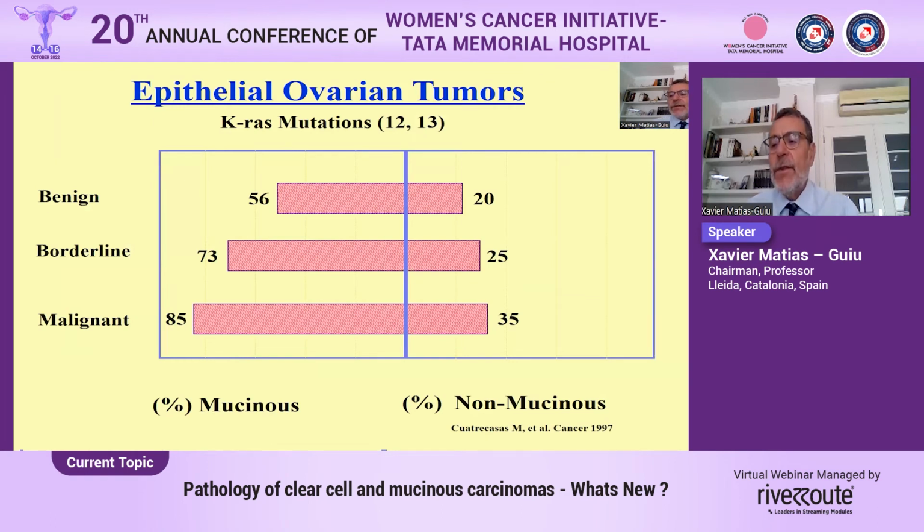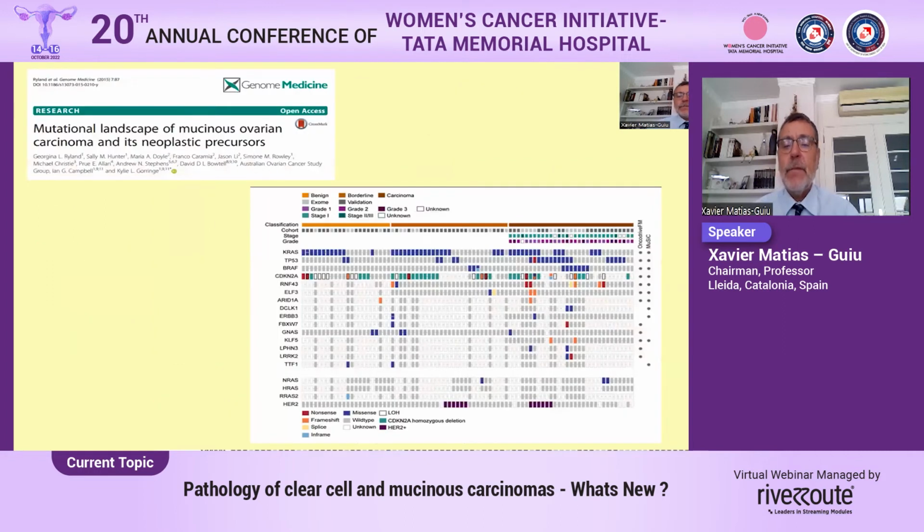Talking about molecular features, this is an old paper from our group. The first author was Miriam Cuatrecasas, demonstrating that KRAS was frequently mutated in any type of mucinous tumors. And there are many other papers showing the landscape by next-generation sequencing.